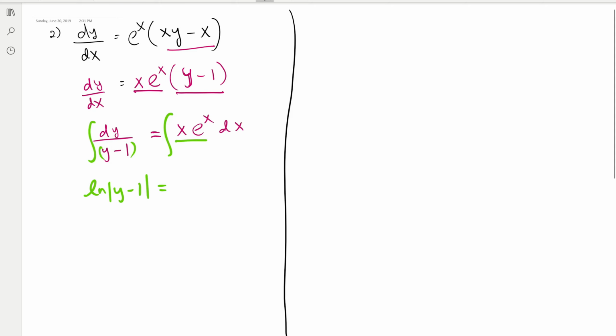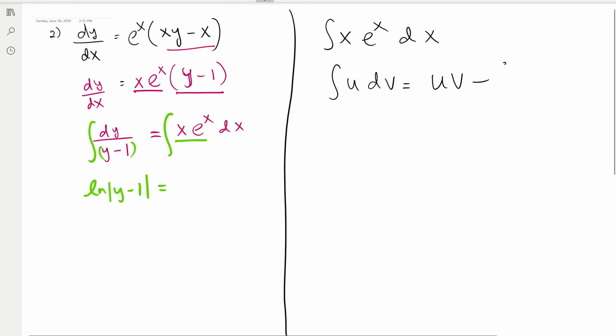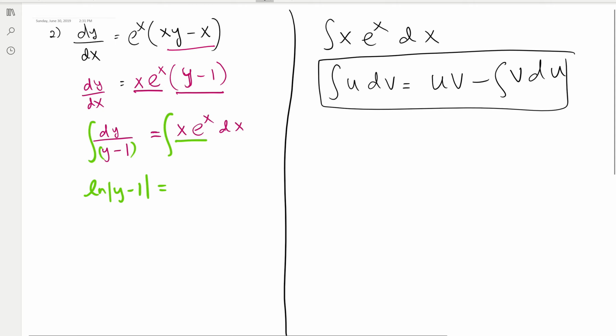Alright, so let me do this separately here. Now we want to integrate x e^x with respect to x. So we have to use the formula. The formula is the integral of u dv equals uv minus the integral of v du, the integration by parts formula. So we have to choose u and dv. Now u is going to be x, and dv is going to be everything else, e^x dx.